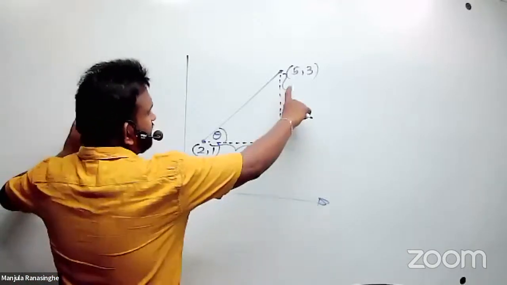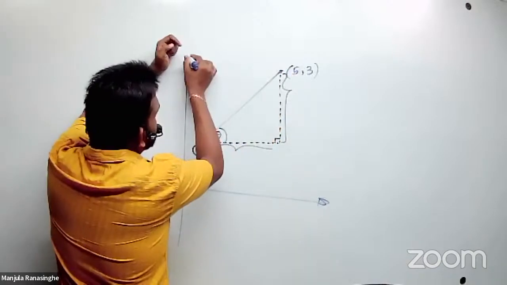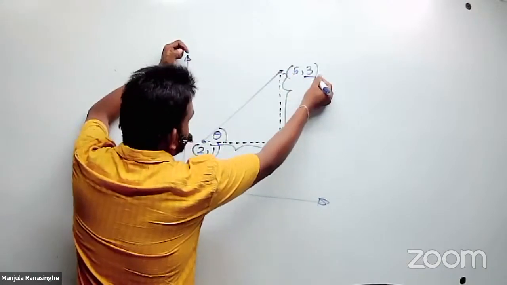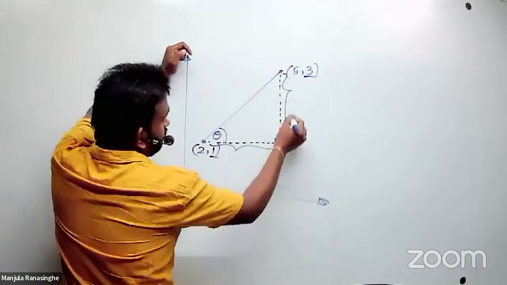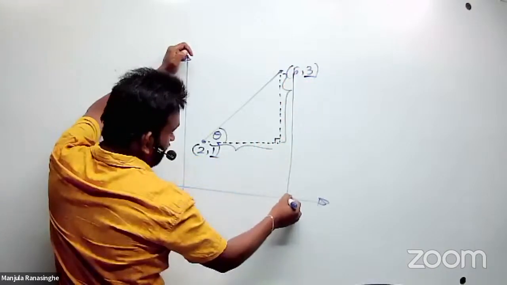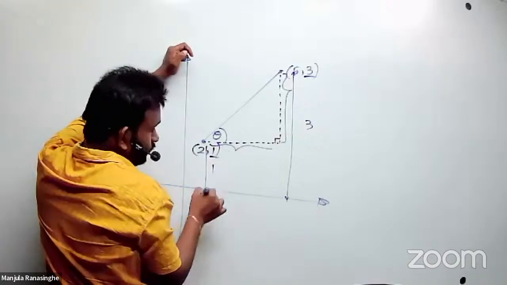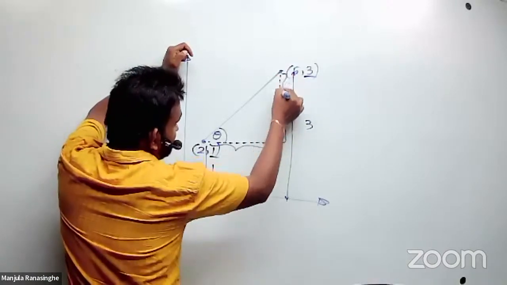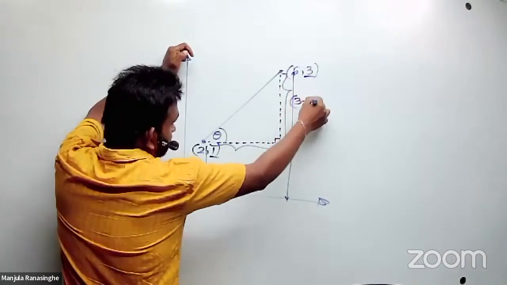So how to find this vertical height? You know that the y coordinate is the second one, that is 3, and the y coordinate of this point is 1. So the y coordinate means this whole height, here 3, and here the y coordinate means this side, that is 1. But we require this distance, which is given by 3 subtract 1.